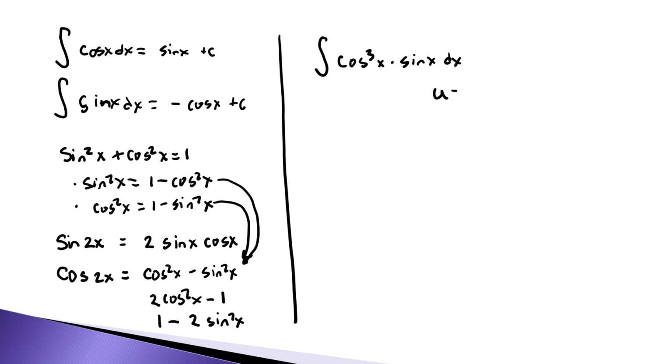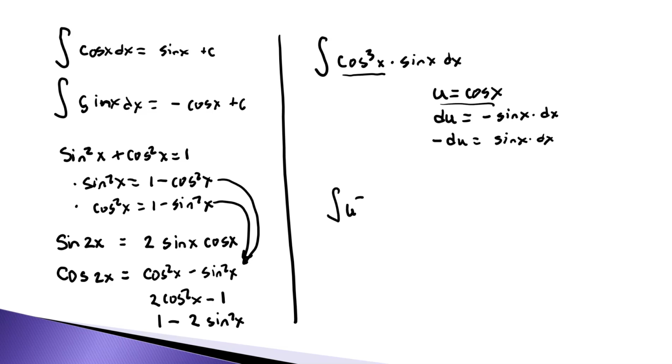I'll just let u be equal to cosine of x. And when I take the derivative, I get du equals minus sine of x times dx. And I'm going to multiply both sides of this equation by minus 1 to get negative du equals sine of x dx. And then when I substitute in here, here's my cosine x, but it's cubed, so that will become a u cubed. I also have a sine of x dx, which is right here. That'll become a negative du.